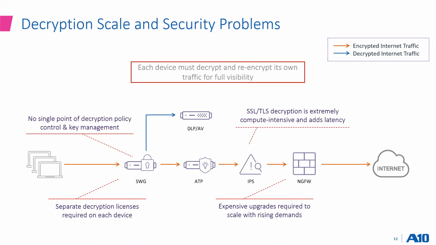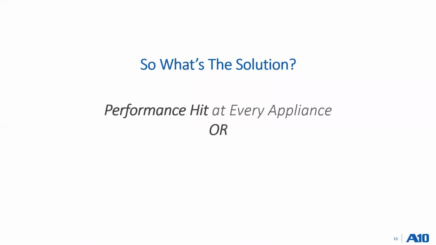That is a big problem. So now you're stuck with this question. Do you take that performance hit at each and every appliance as your fate and you just accept that? Or you say, okay, I'm not going to do any TLS SSL inspection. Well, none of those options is a good one.